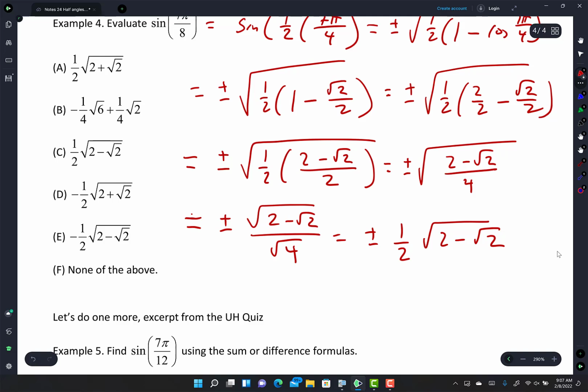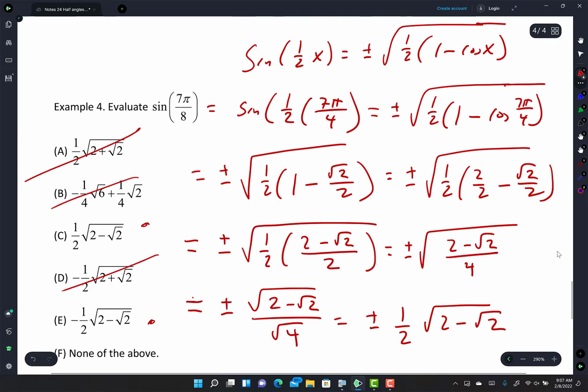Now we got to decide positive or negative. That one's out. Maybe. That one's out. Maybe. That one's out. It's between C or E. I don't know, Chavez, how to decide that. Okay. You can either look at 7 pi over 8. Actually, I would look at 7 pi over 8. 7 pi over 8, we already said is half of 7 pi over 4. We don't care about the 7 pi over 4 anymore.